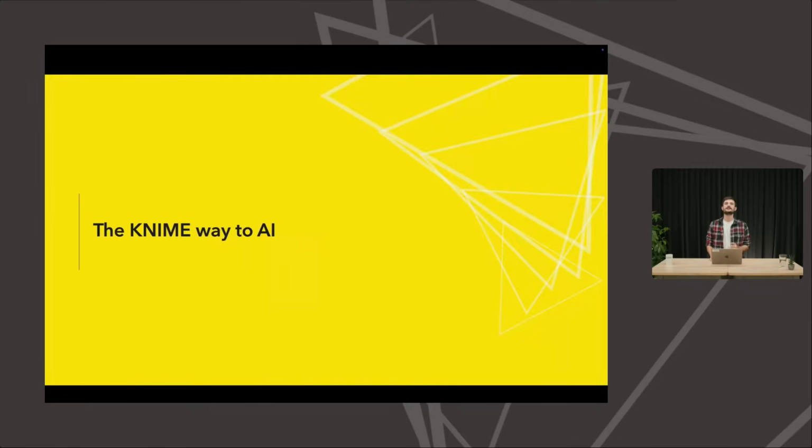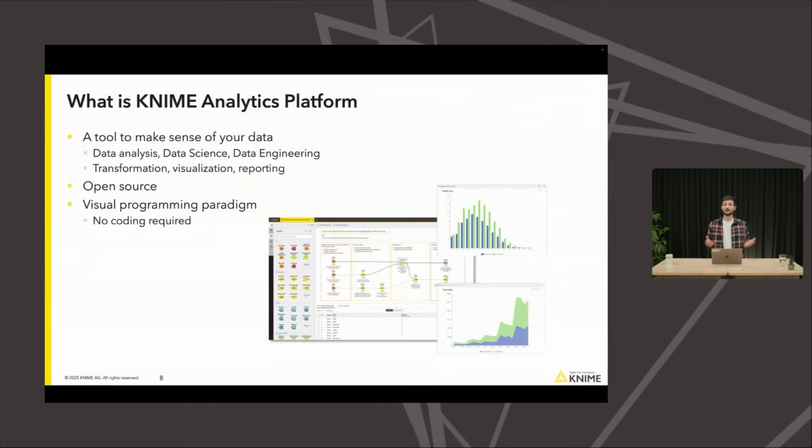For the ones of you that are completely new to KNIME and to KNIME Analytics platform, what is KNIME Analytics platform actually? The software that we will use today. It is a software that lets you make sense of your data, and it covers a wide variety of tasks all around data. So it's meant for data analysis, data science, and data engineering. And it will cover really everything from accessing a wide variety of data sources to transforming, to visualizing your data, create reporting, train machine learning models, and so on.